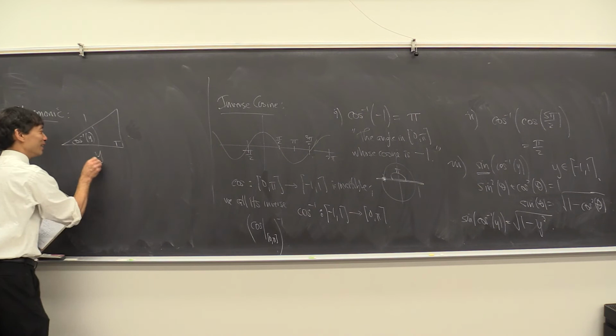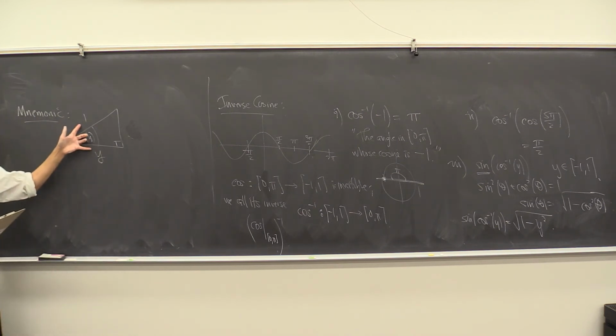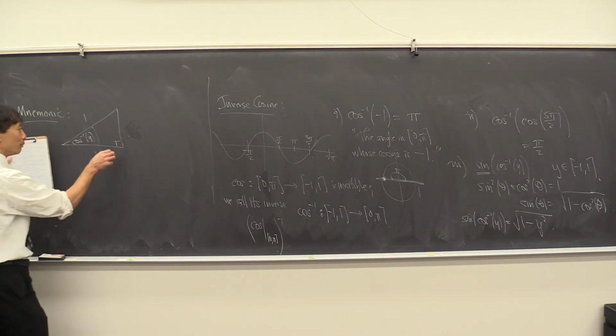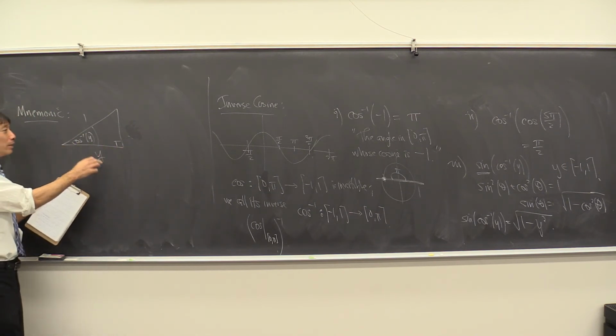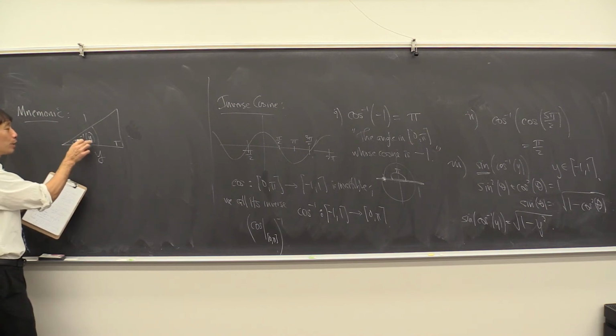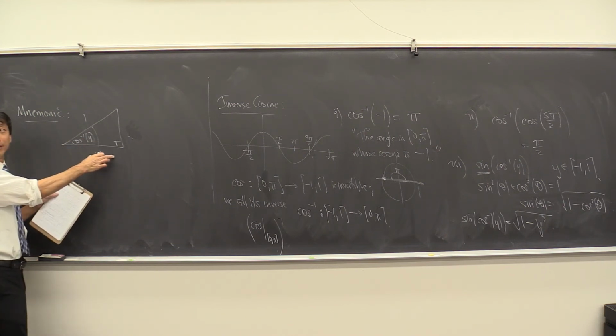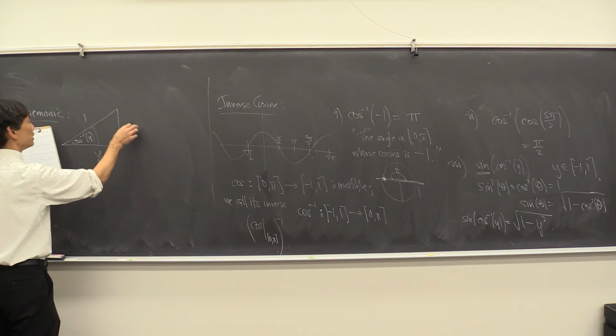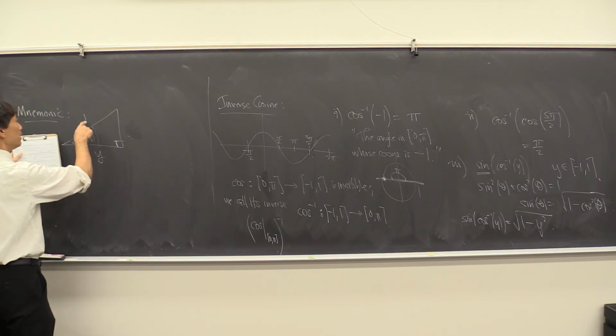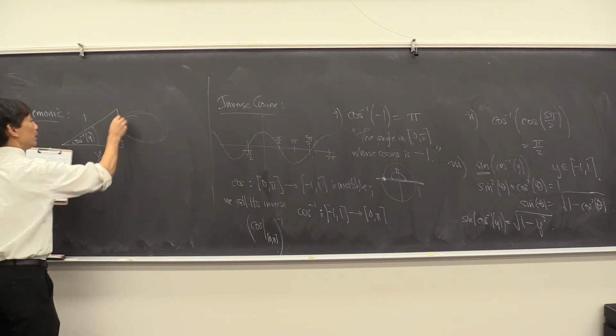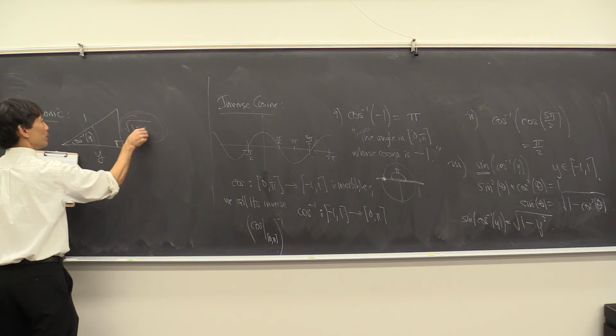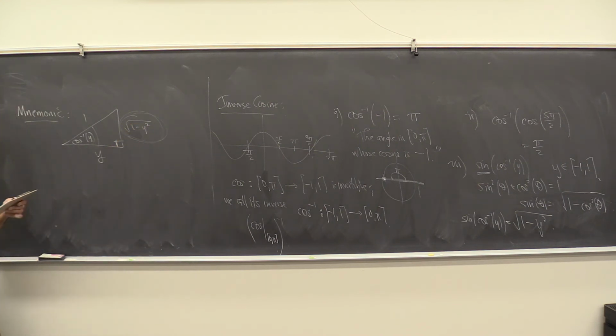Adjacent over hypotenuse, right? You know that the x coordinate is going to be y, because this is the angle whose cosine is y. And then you use the Pythagorean theorem. You know that this thing over here is going to be the square root of 1 minus y squared, because this squared plus that squared has to equal 1.